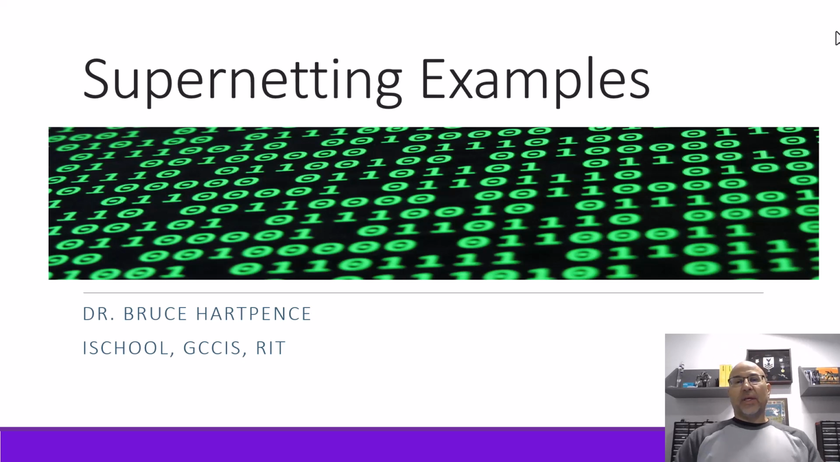Previously, we did subnetting examples, and we did a Class C and a Class B subnet example. Right now, we're going to do supernetting examples. And do you see how I put the ones and zeros underneath the supernetting? Subnetting previously, and now supernetting.